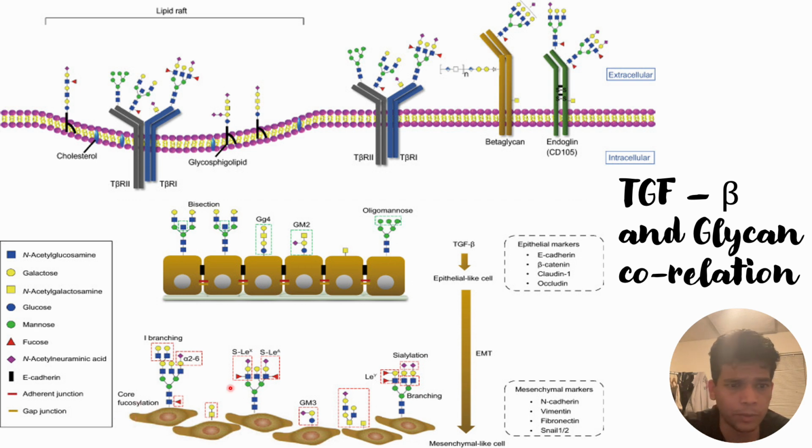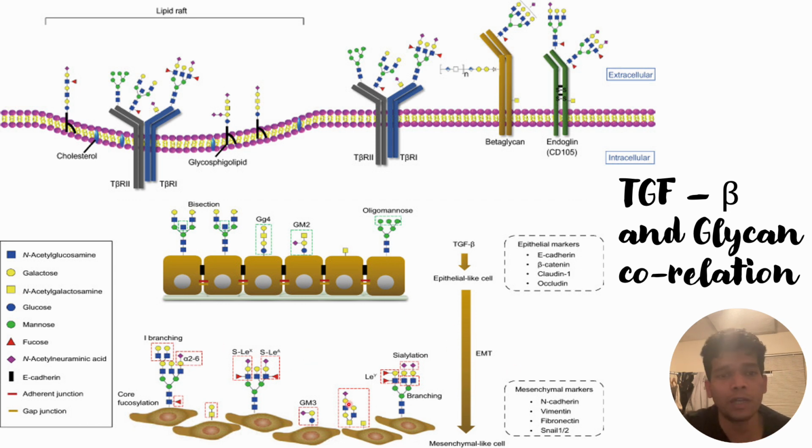Some of the major changes are shown by this red square. Some of these changes are the addition of core fucosylation, and sialyl Lewis A, sialyl Lewis X structures, and sialylation and Lewis Y structures also start to occur. These are expressed when the cells acquire mesenchymal properties, and the branching of these glycan structures also increases. That can be seen here in this example, I branching, with an alpha 2,6 linkage of the sialic acid.